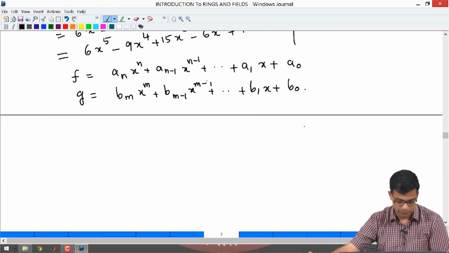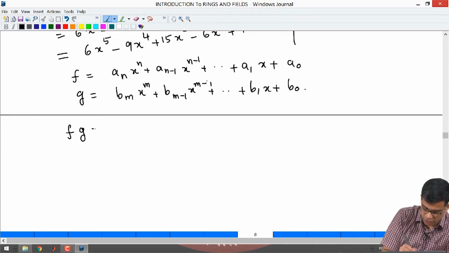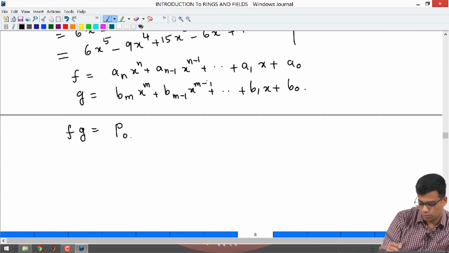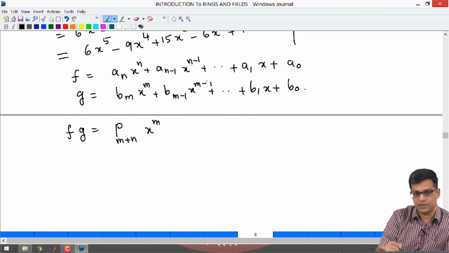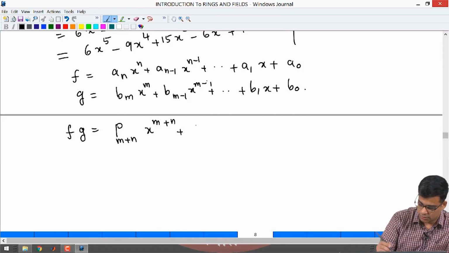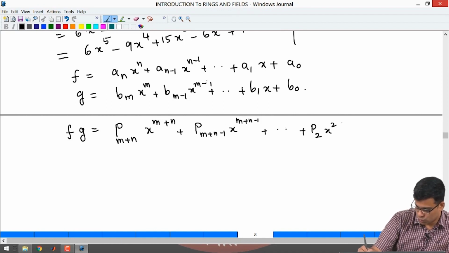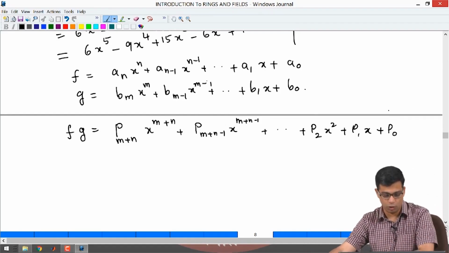So, I want to describe f times g. I will first write the general form. The largest degree term will be p_(m+n) x^(m+n), because x^n times x^m is x^(m+n), plus p_(m+n-1) x^(m+n-1) all the way up to p_2 x squared plus p_1 x plus p_0. So, I am using the p_i to denote the coefficients of fg.